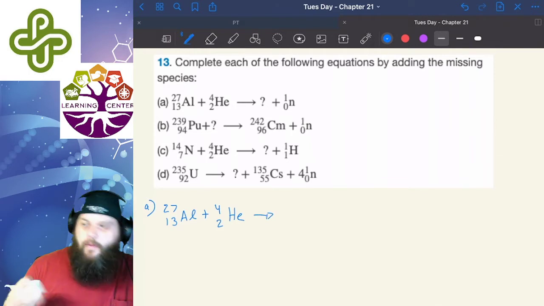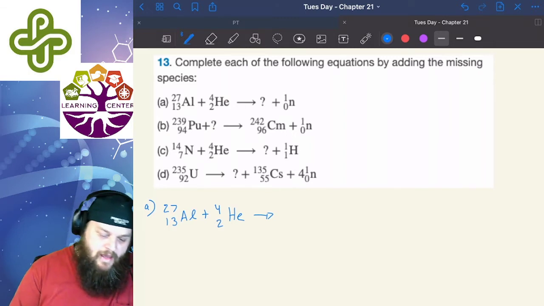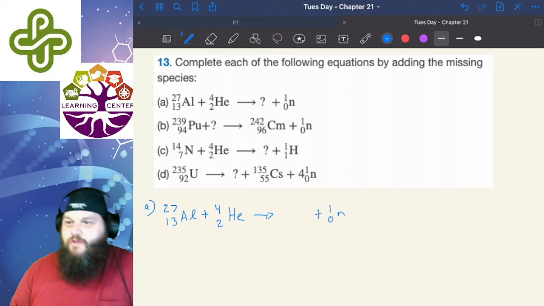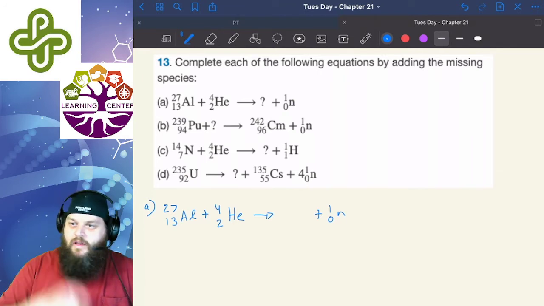So here we're bombarding aluminum with helium atoms, and eventually they collide, and we get that alpha particle capture. And it's going to produce some element and a neutron. So we can see that's a neutron. There's no protons there. It's a lowercase n, but there's one nucleon up at the top, right?